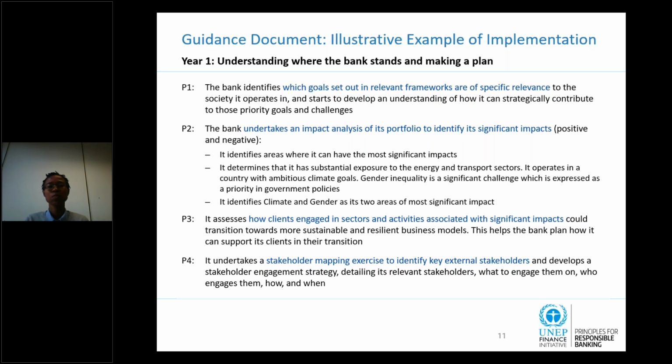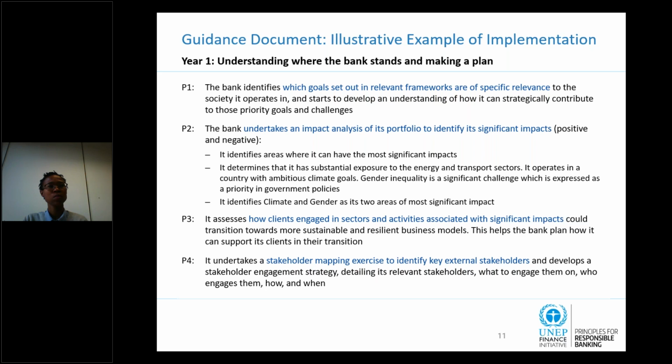Then on to principle 4, the bank then undertakes a stakeholder mapping exercise. So this is about understanding who are those external stakeholders that are most relevant to the bank, and in particular to these two goals, and works through a stakeholder engagement strategy and working through those stakeholders, how it's going to engage those particular stakeholders on what issues and how and when it's going to do that. So really working through, if you like, a stakeholder engagement or communication plan.